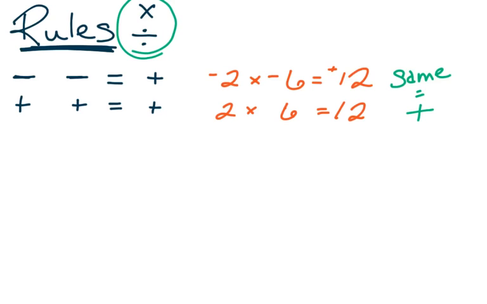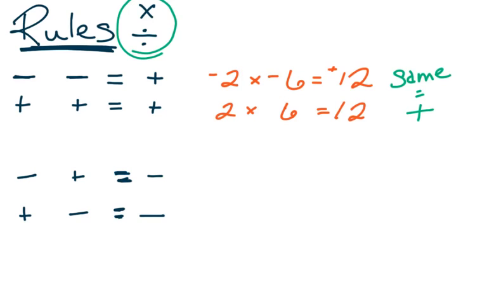Now, the other piece to this, when you have different signs. So if you have a minus times a positive or a positive times or divided by a minus, your answer then will always be a negative. Okay? So if they're different signs, your answer is going to be a negative or a minus.